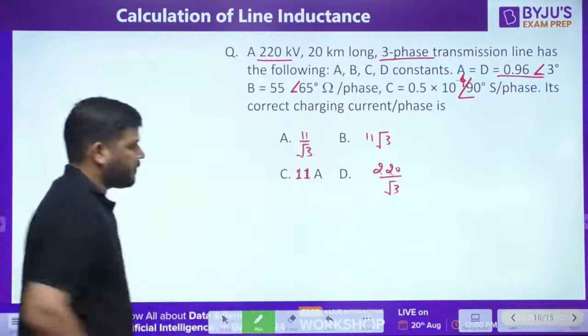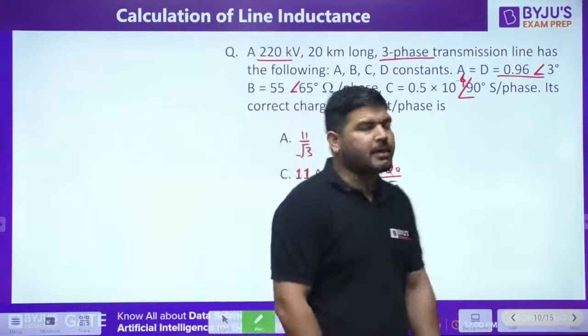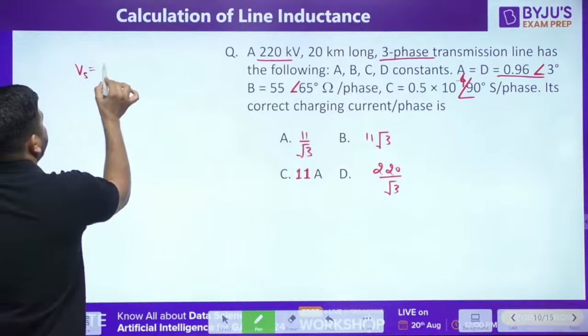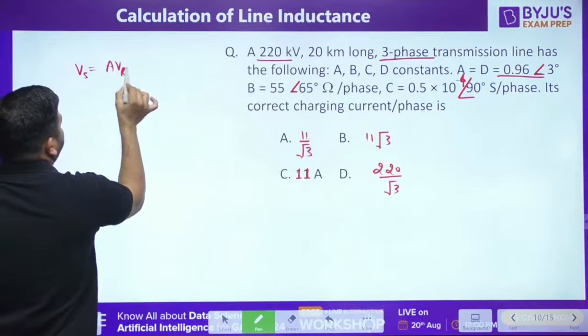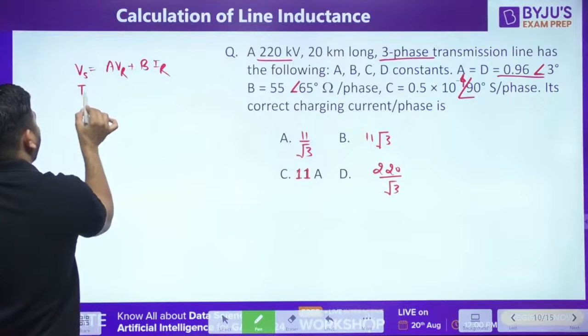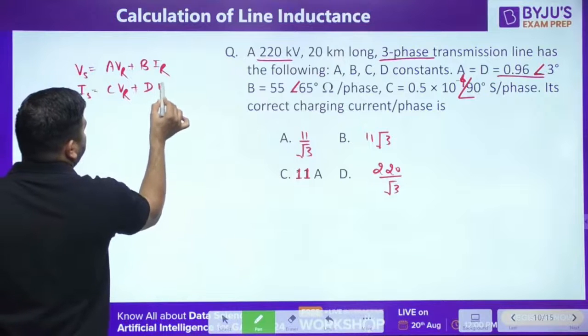Okay, now it's my turn. What do you mean by charging current? How to calculate the charging current? We know that Vs equal to AVR plus BIR, is equal to CVR plus DIR.